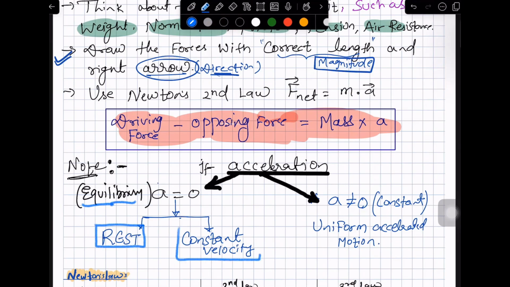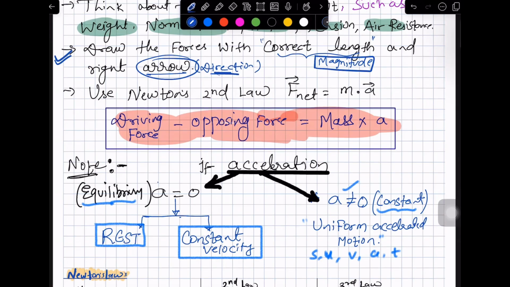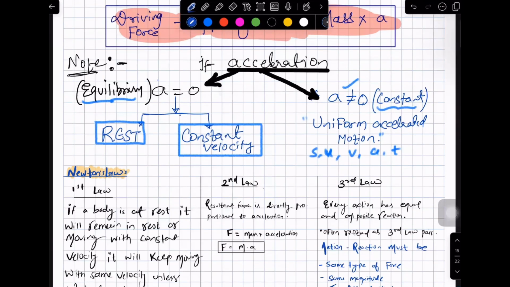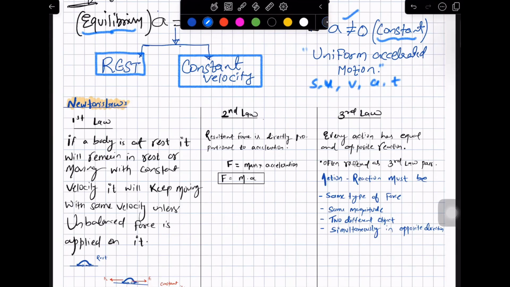Or if it is not at rest, then it has to be moving with a constant velocity so that the acceleration remains zero. If acceleration is non-zero and a constant value, then you can say it is uniformly accelerated motion. And I can use the SUVAT equations to find the velocity, displacement, and speed after a time t, as we did in kinematics. Just to complete this, we also use Newton's laws to describe it.